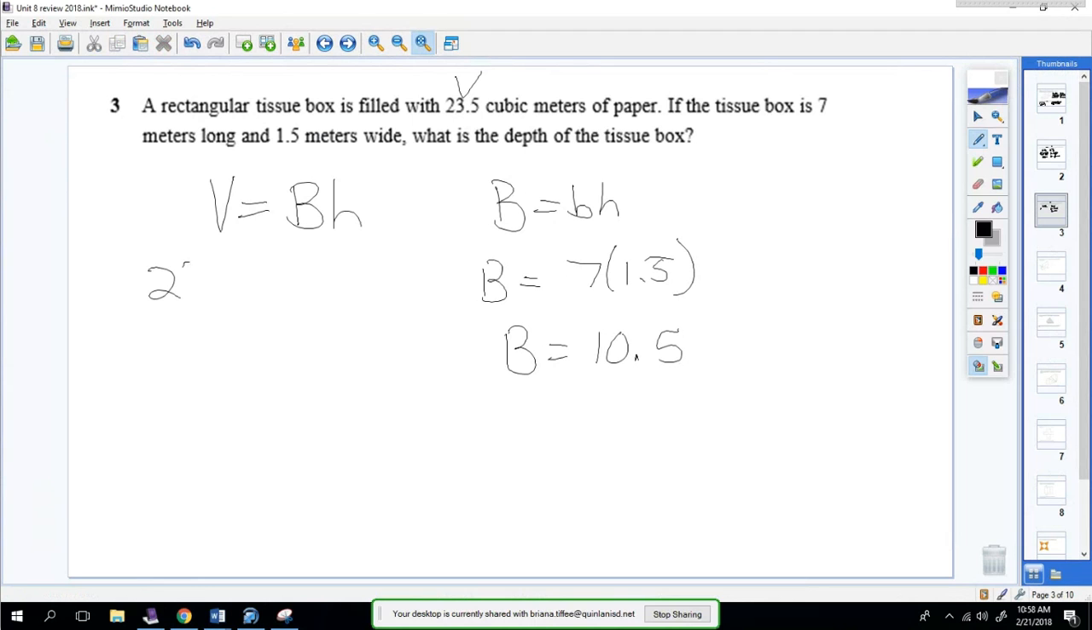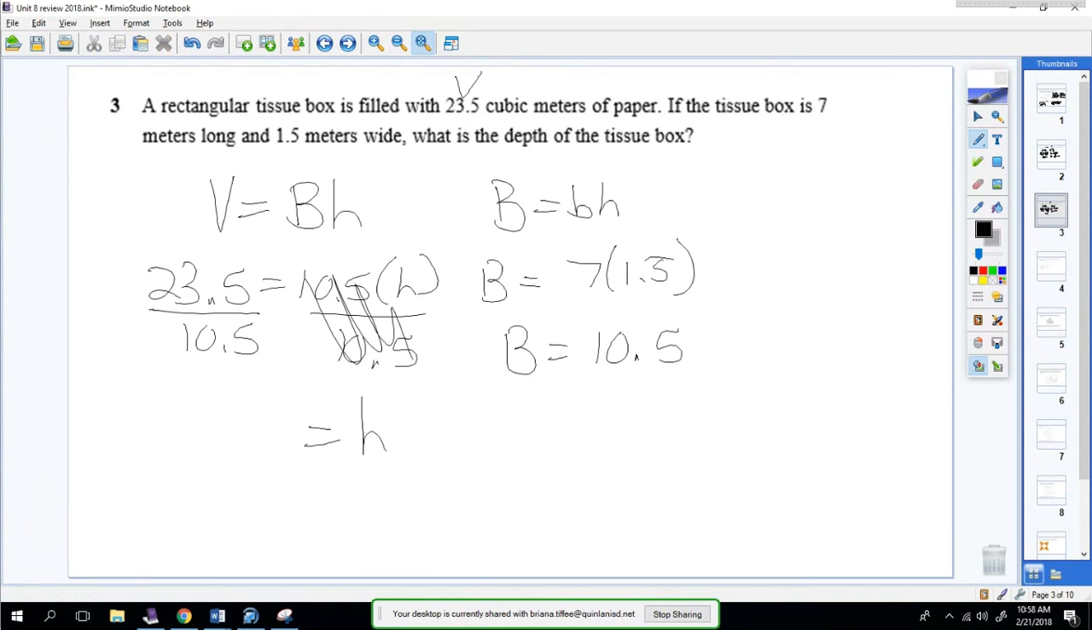So my volume, 23.5, is equal to 10.5 times H. Since 10.5 is being multiplied to the H, you're going to do the opposite, and divide it to both sides. So these cancel out. H comes down. So you're going to divide 10.5 into 23.5, which is 2.238.